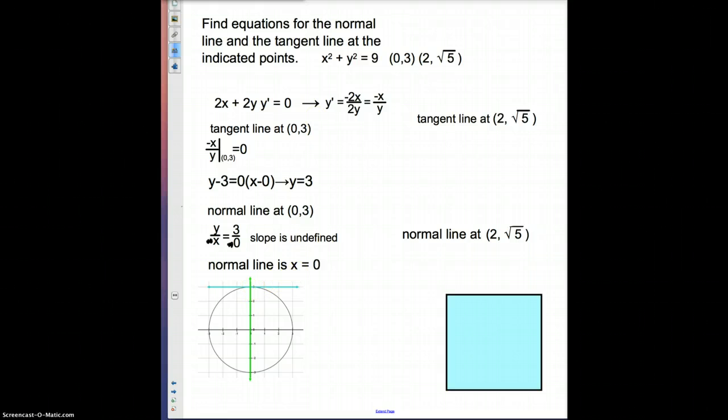All right, then let's do the tangent line at (2, square root of 5). So again, we have our derivative. We're going to plug in (2, square root of 5).